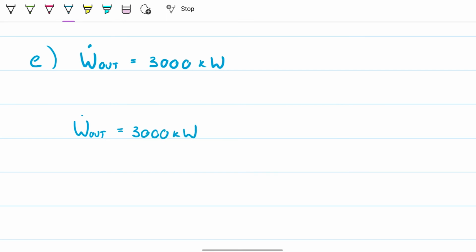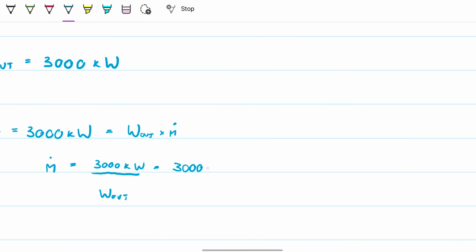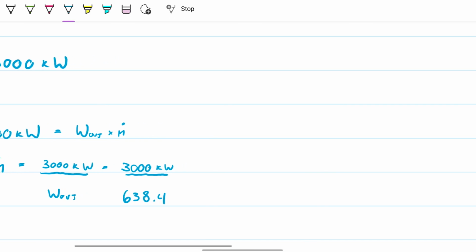So if this is the case, then this is very straightforward because work out equals 3,000 kilowatts. And we know our turbine is operating at 600 and, what did we find? 638.4. So this needs to be equal to the work of the turbine times the mass flow rate. If I want to find the mass flow rate, all I need to do is take the 3,000 kilowatts and divide that by the work out, which I happen to know: 638.4.